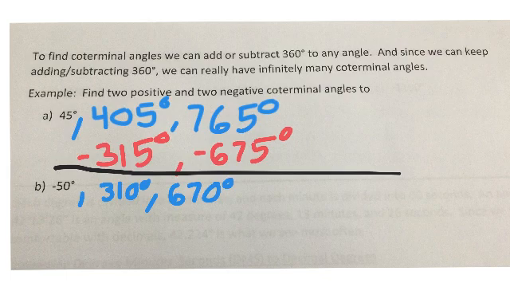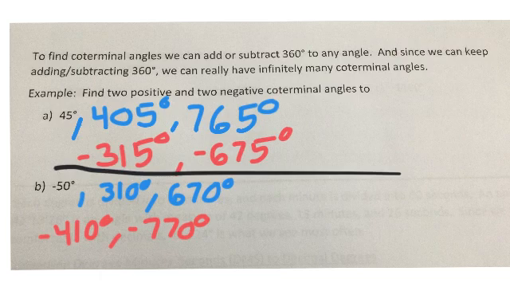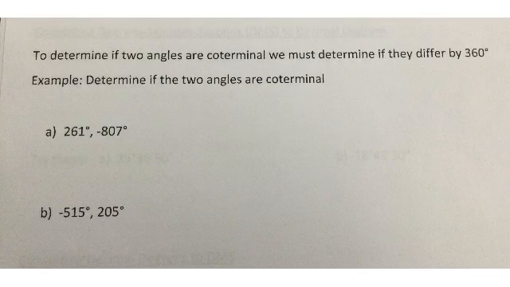Or I could go in the other direction. I could subtract 360 from negative 50, and that's going to give me negative 410 degrees. And if I subtract 360 again, that's going to be negative 770 degrees. And all these would be called coterminal angles. Okay, so now I'm given two angles, and I want to know, are these coterminal with each other?